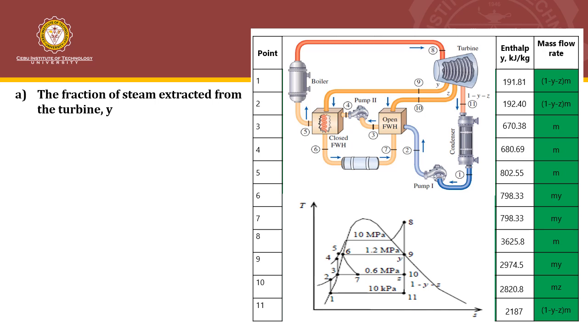First, the value of y. So we're going to get the value of y by doing an energy balance in the closed feed water heater. So energy entering is equal to energy leaving the closed feed water heater.